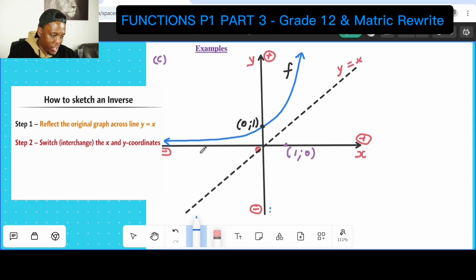But check out the original. While the original is too close to the negative x-axis, what's it doing? It is curving towards the y-intercept. So the inverse will be too close to the negative y-axis, but curving towards the x-intercept. Let's do it like this.